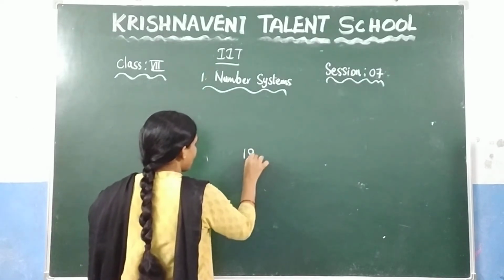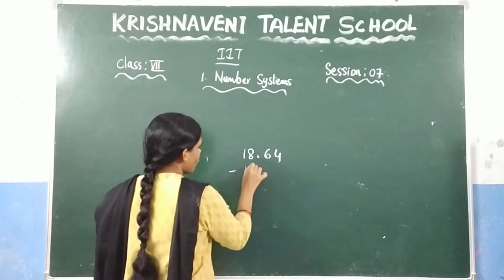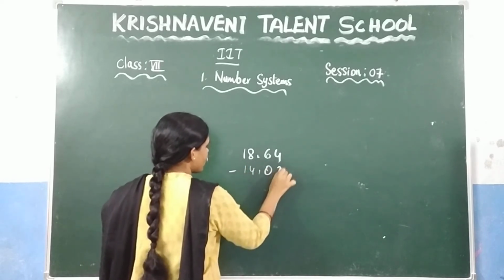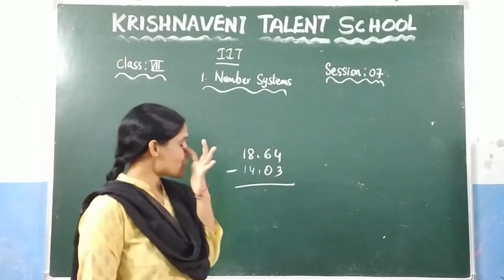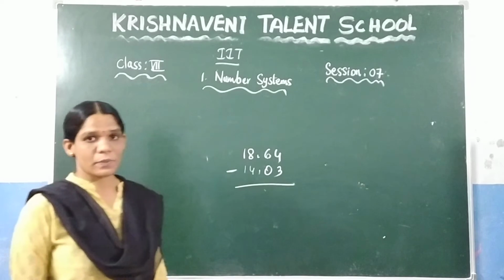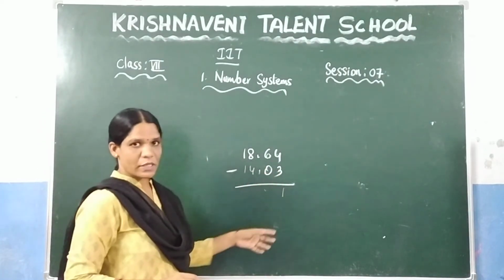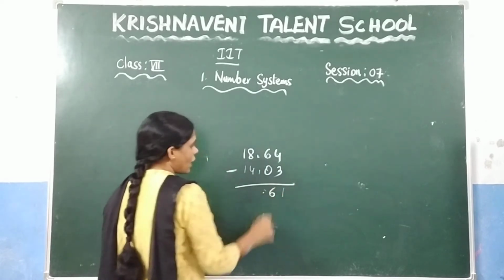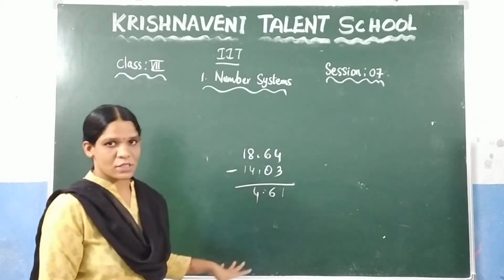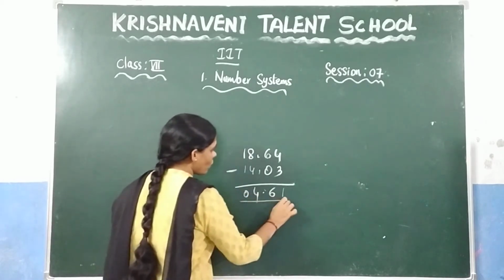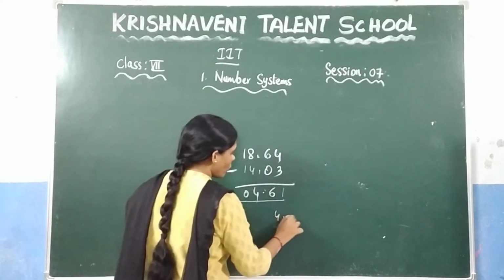Here consider 18.64 minus some number, 14.03. If you want to subtract these numbers, just subtract the digits, starting from the right of the decimal point. What will you get here? 4 minus 3 which is 1, 6 minus 0 which gives you 6, and 8 minus 4 which is 4, 1 minus 1 which is 0. So you are getting here 04.61, and this one you can write as 4.61.